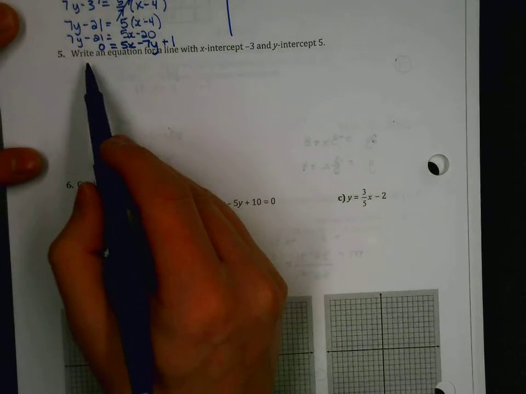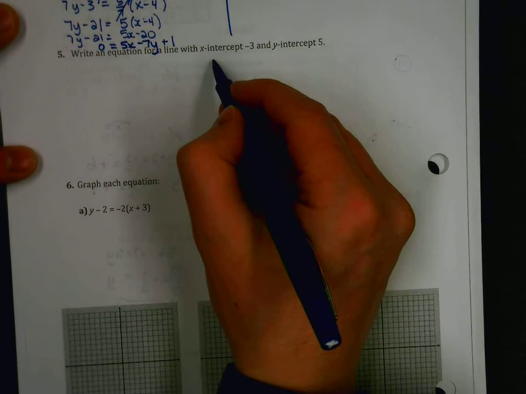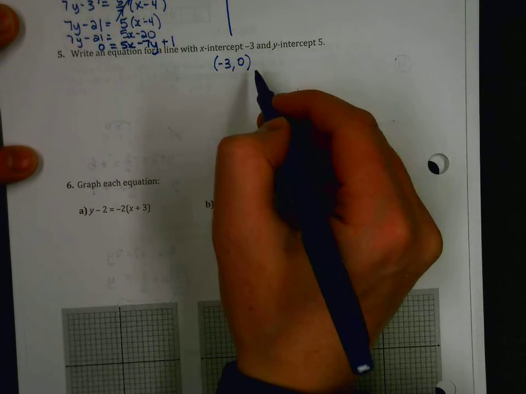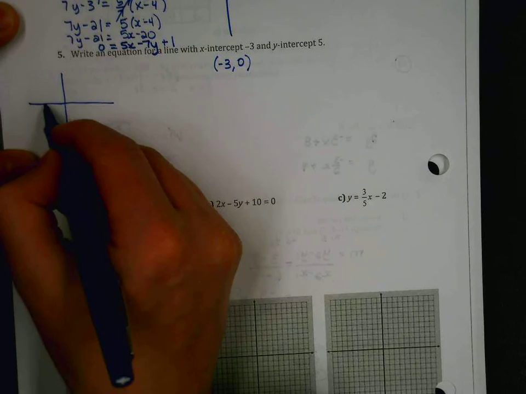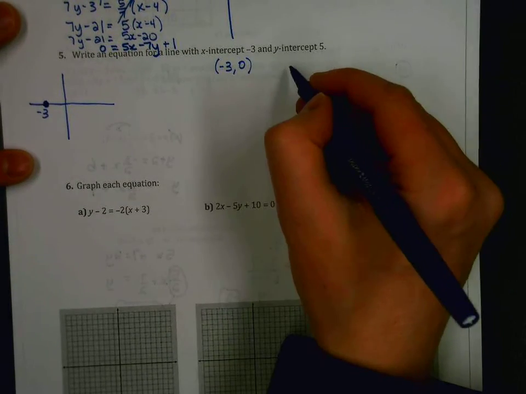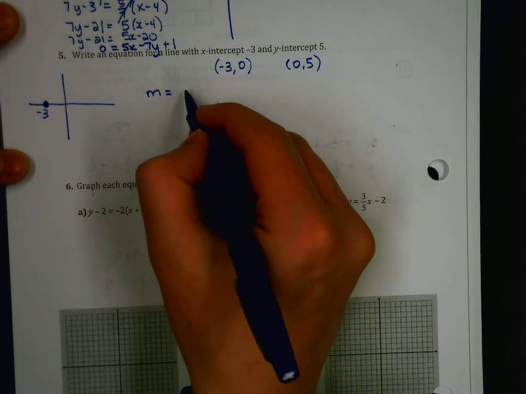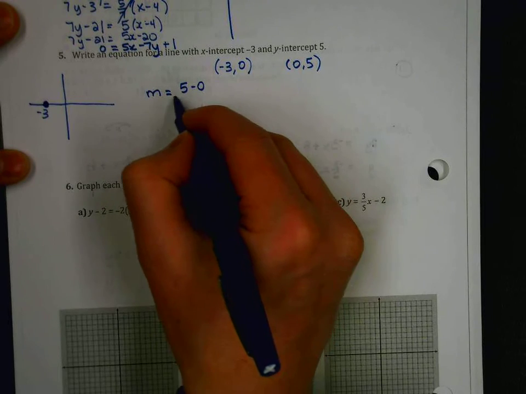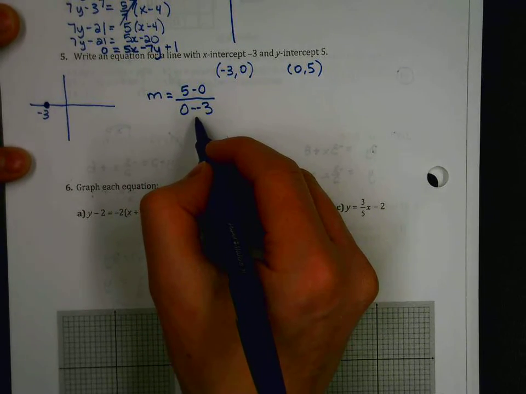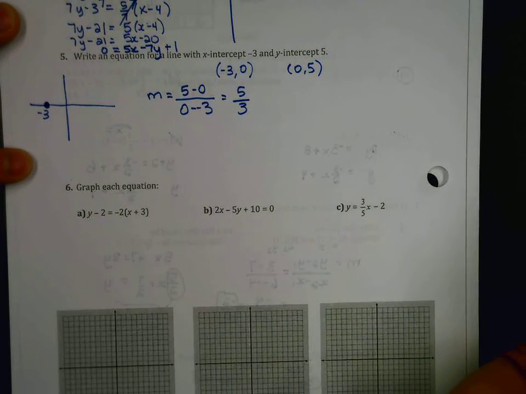For number 5, it asks to write an equation with an x-intercept and a y-intercept. Now this is actually a coordinate location of x, comma y. Visualize this. X-intercept of negative 3. That's an x and a y. A y-intercept of 5. So we can get our slope, which is y minus y over x minus x, being very careful with not going too fast. We have a 5 divided by positive 3 as our slope.